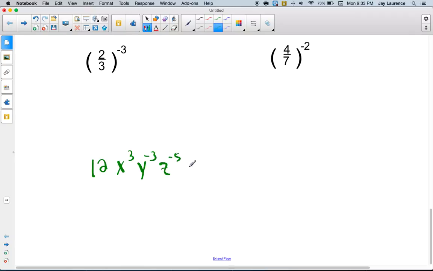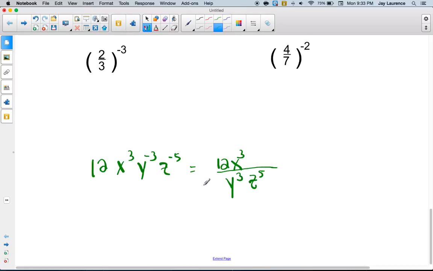Okay, when I go to do a problem like this, I'm going to draw a fraction bar, and I'm only going to move the things that have negative exponents. So if I have 12, that's the first part, that's staying in the numerator. X cubed, that's a positive 3, staying in the numerator. Y to the negative 3rd, well, that's going to go to the denominator as y cubed, right? 1 over y cubed. And this z will be 1 over z to the 5th.